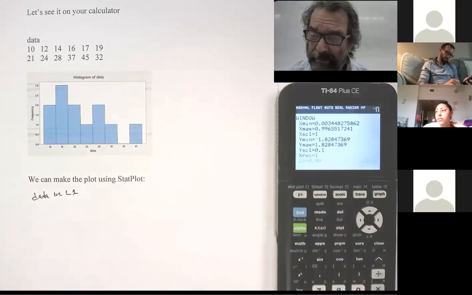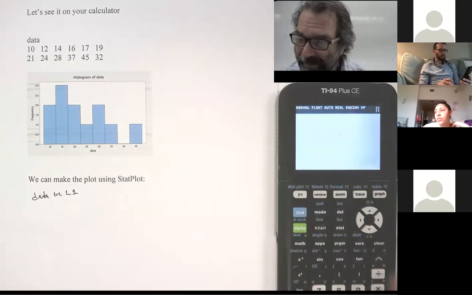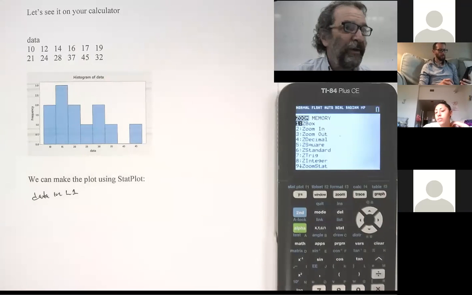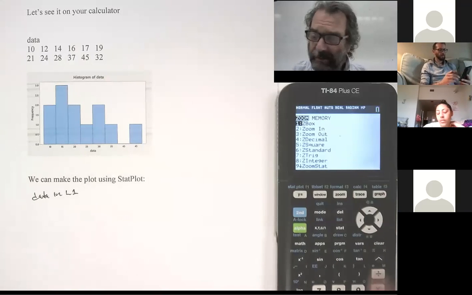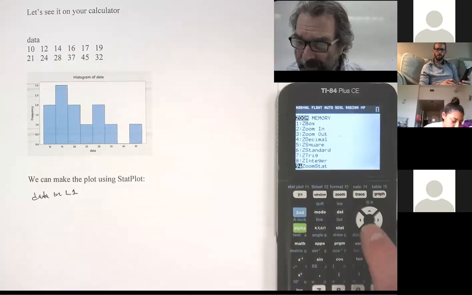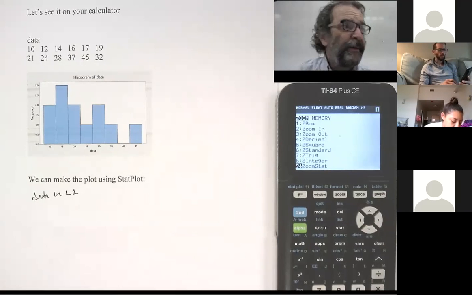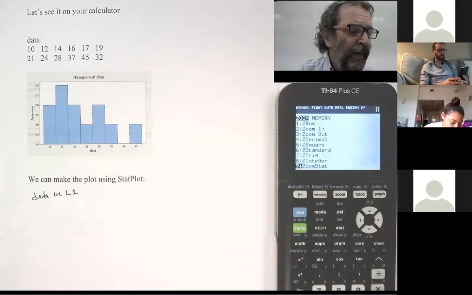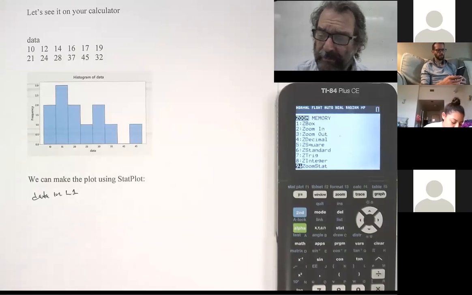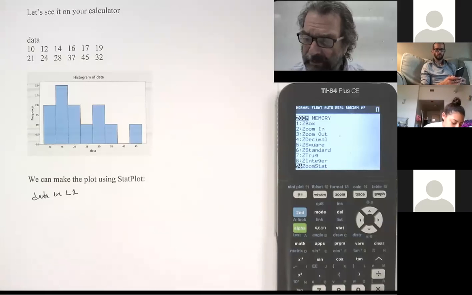So I'll go to window. I don't go to window. I go to quit. I go to zoom. There we go. I should know, we're on zoom. And we scroll down to zoom stat, that's there. What that'll do is set the window based on what's in the stat plot data sets. Okay, there we go.